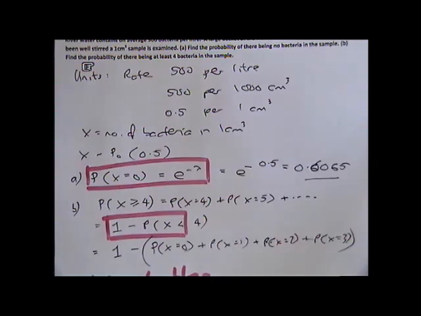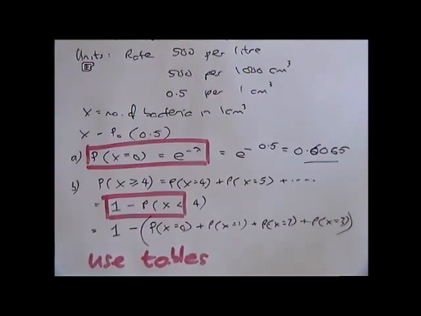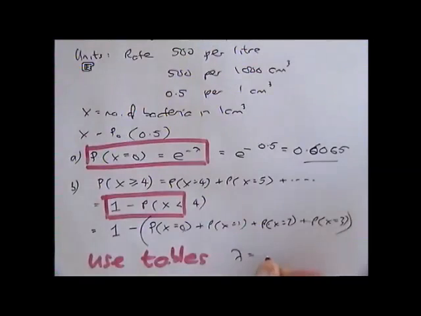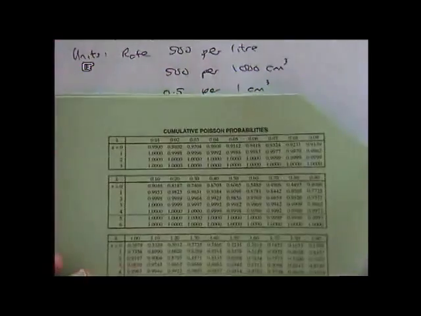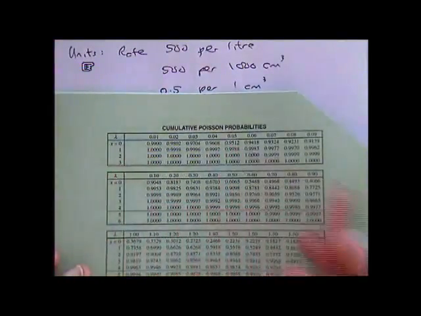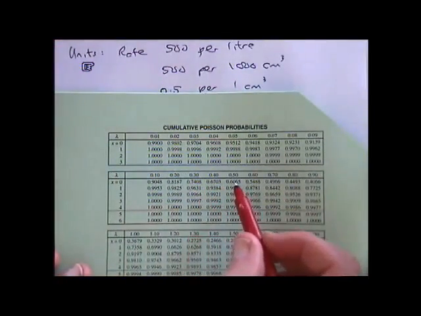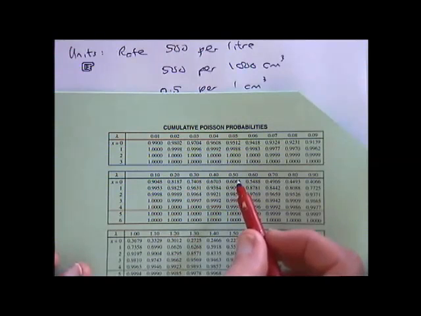It's organised by what lambda is, and in our example, lambda was 0.5. So, can you find tables for lambda being 0.5? In the green book, I reckon it's on page 16. Okay, here we go. Lambda being 0.5 is here in the green book.